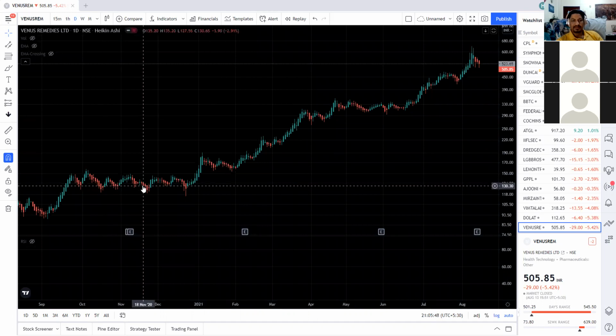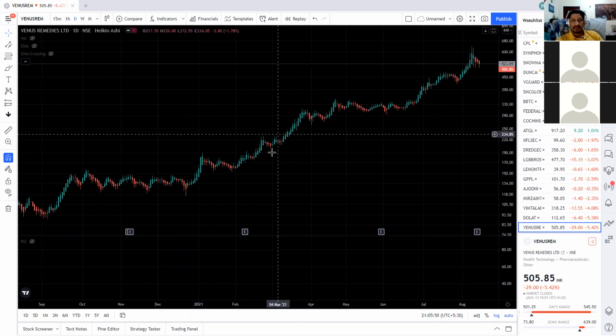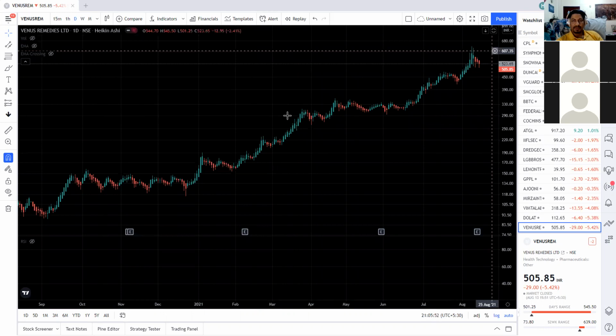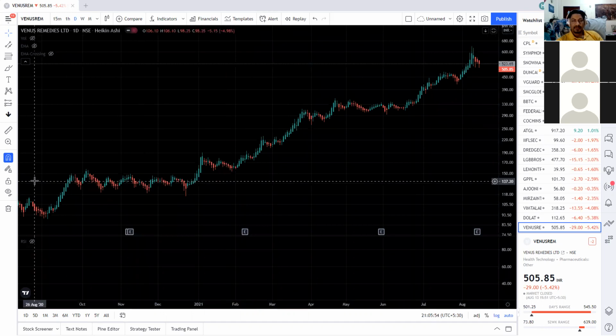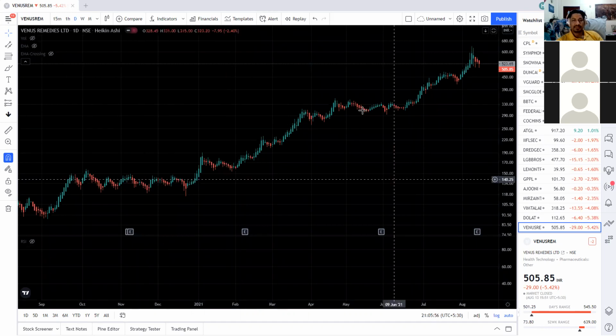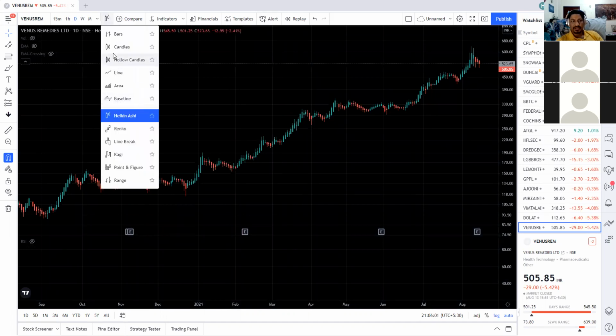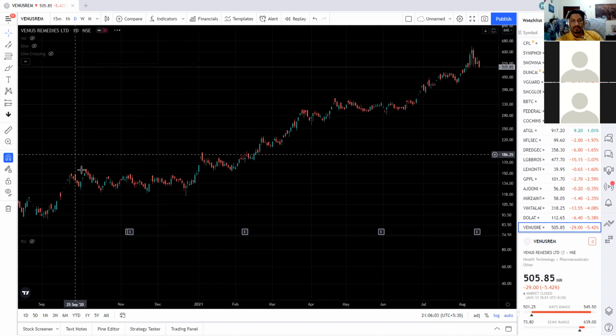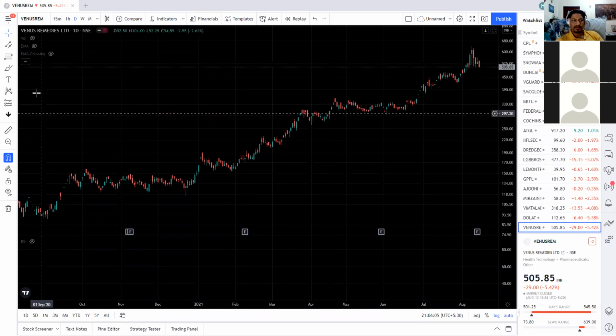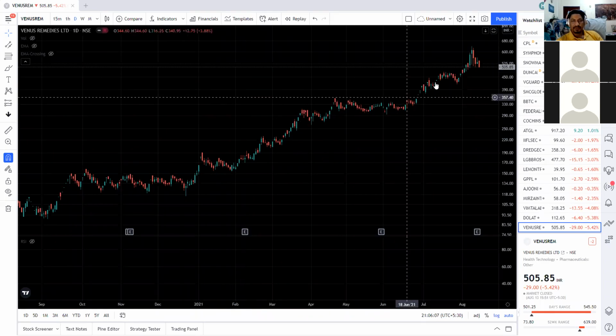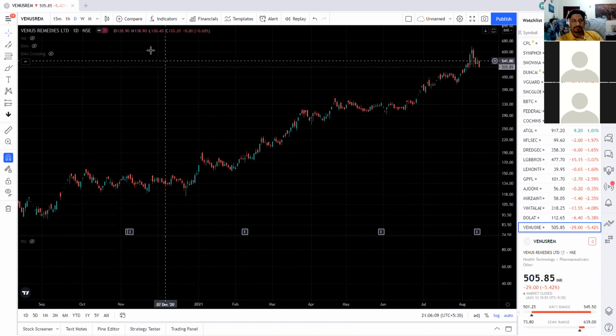Heikin Ashi has a slight difference from the regular candlestick. I will explain someday when you have enough information, then I will come to Heikin Ashi. Mostly we will see the chart in candle form. What is candle form? Today we will learn about this.